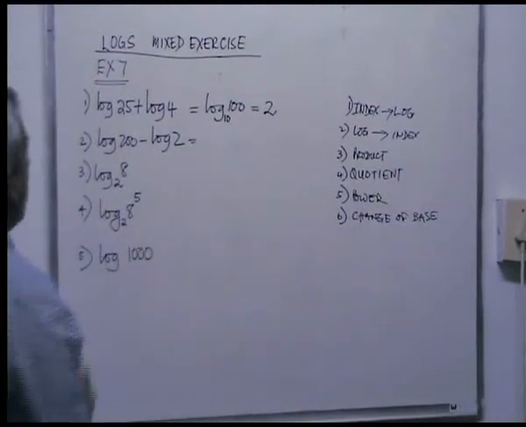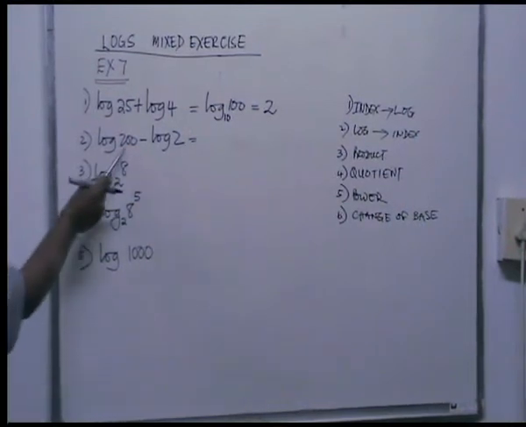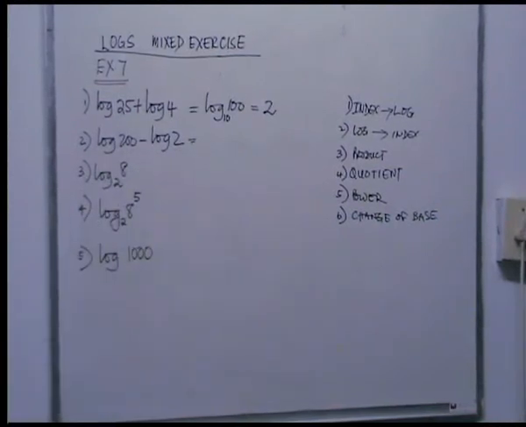Next one. When you look at number 2, you can see that you've got a minus sign here, and the bases are exactly the same. The bases are not written. The base is understood to be 10. So number 2 is the quotient law. In other words, I'm going to divide 200 by 100. I'm going to divide 200 by 2. I said 100, I'm sorry about that.